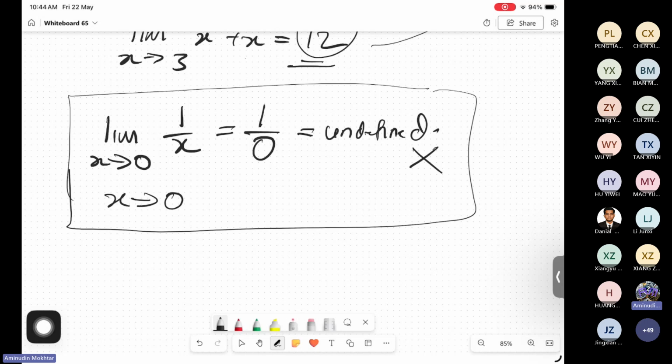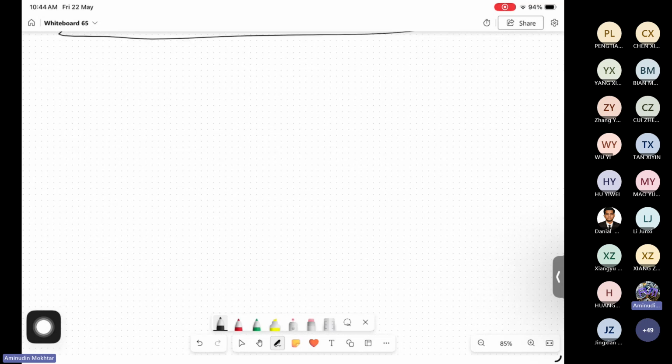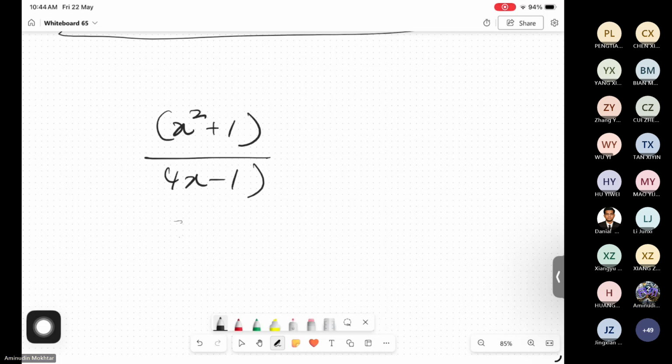Okay, let's say we have another example. I have this function, the quotient, the rational function, x squared plus 1 divided by 4x minus 1. We need to find the limit of the function when x approaches, let's say for example, 2.